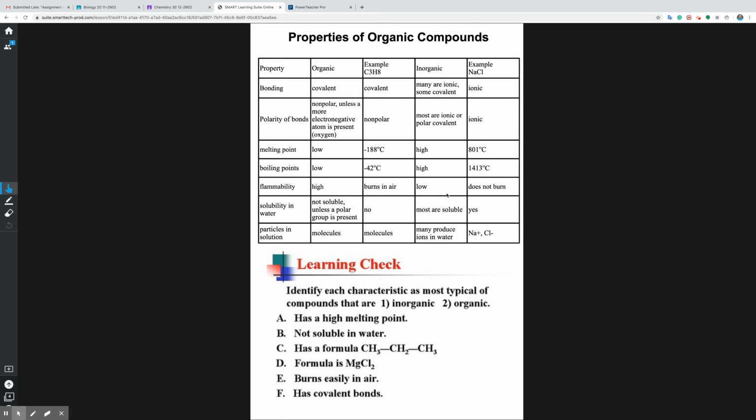Okay, for flammability, lots of organic compounds are highly flammable. They burn in the air. Propane, for example, is what we use in our barbecues. Just a small spark will light it up. Whereas lots of inorganic compounds do not burn.